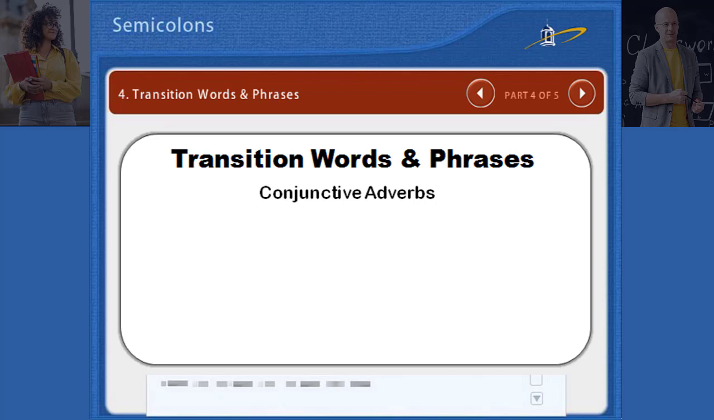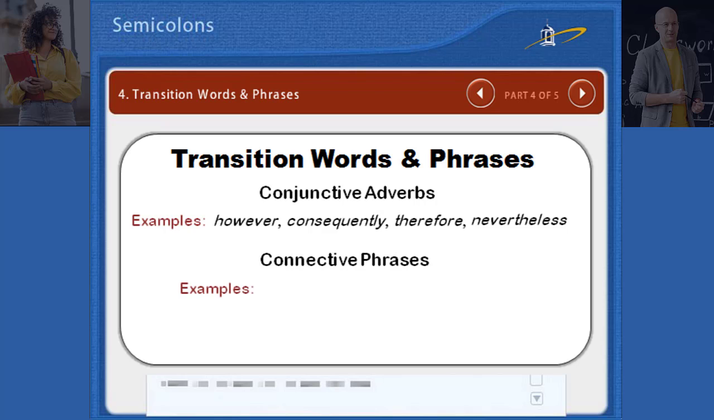Conjunctive adverbs? Sounds like a sinus condition. Conjunctive is Latin for join together, but you can call them transition words. I bet you already know most of them. However, consequently, therefore, nevertheless. Sometimes you use connected phrases like as a result, for example, or in fact. Any of those sound familiar? You're right, they do. What's the rule for using them with semicolons?